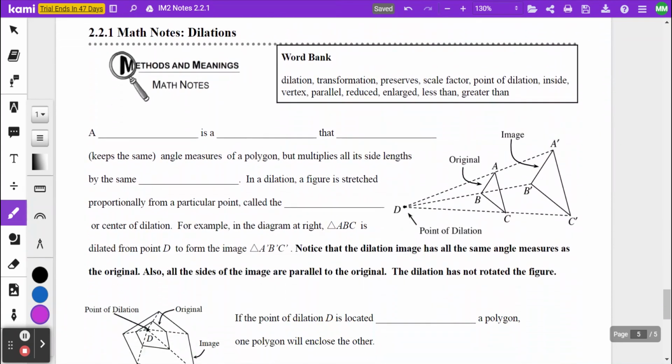Okay, 2.2.1, math notes, dilations. This is the last thing we're going to do. It's a summary of our learning. So today we learned about dilations, and a dilation is a transformation that preserves, that means keeps the same angle measures of a polygon, so the angles don't change, but multiplies all its side lengths by the same scale factor.